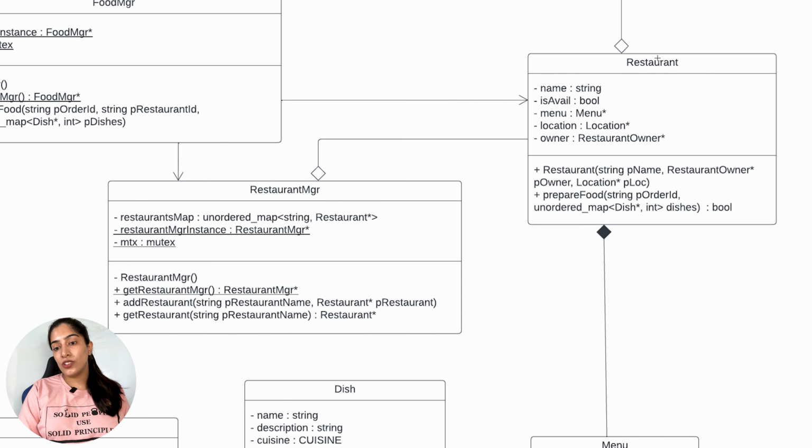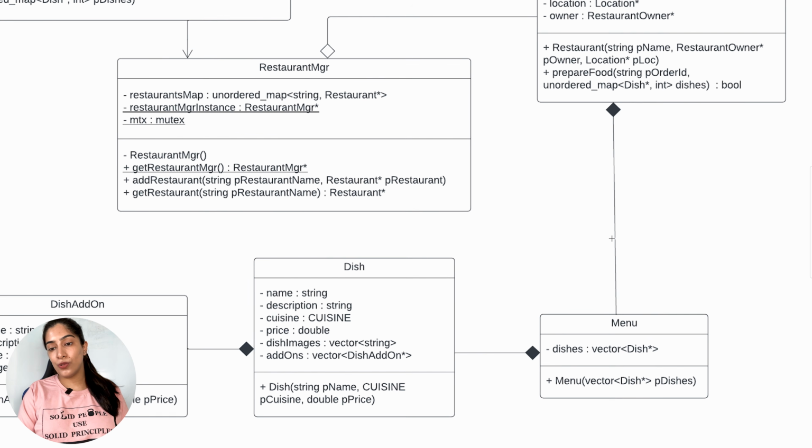So here in the restaurant, you can see name, availability, menu, location, owner. Obviously, there will be more things, but these are the main things that I wanted to have. So I've added owner, location. These are the important factors that differentiate between restaurants. We discussed this in detail, right? That there will be different restaurants for even different branches of Subways or Domino's or whatever.